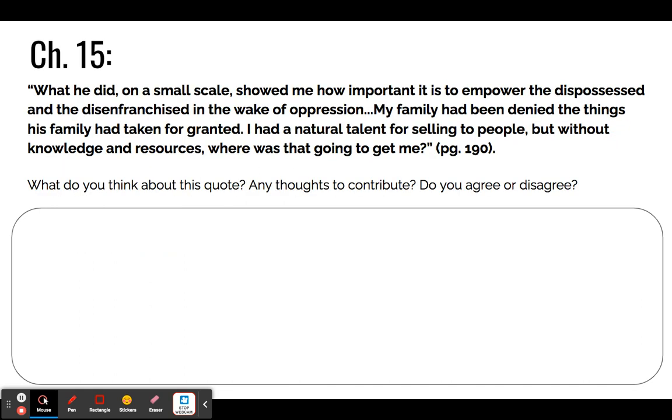The next quote for the first half of chapter 15. "What he did on a small scale showed me how important it is to empower the dispossessed and the disenfranchised in the wake of oppression. My family had been denied the things his family had taken for granted. I had a natural talent for selling to people, but without knowledge and resources, where was that going to get me?" So I want you to tell me, what do you think about this quote? Any thoughts that you have? Do you agree or disagree? Expand on this idea. Tell me what you thought after reading this story, and use evidence from the text.